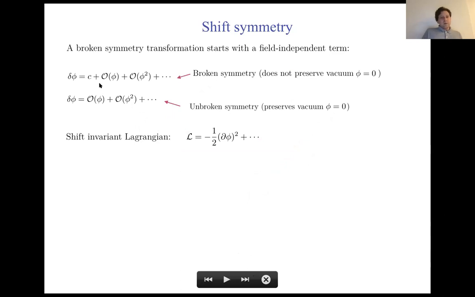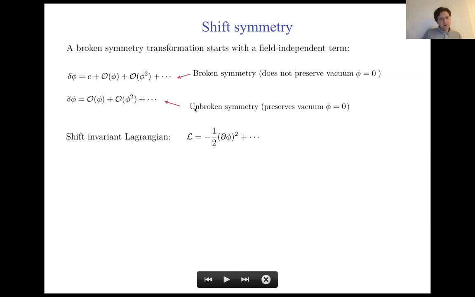This is quite general, so anytime you have a spontaneously broken symmetry, the leading part in powers of the field of the symmetry transformation is a constant, and then there can be higher order parts as well. And this tells you that the vacuum is broken, that the field configuration where the field is equal to 0 is not preserved by this transformation.